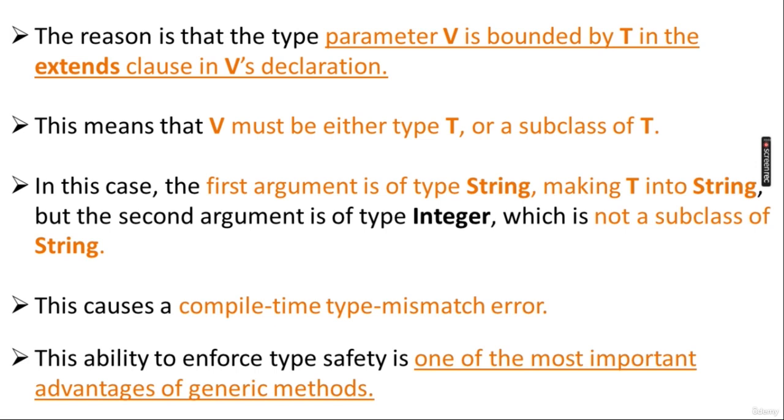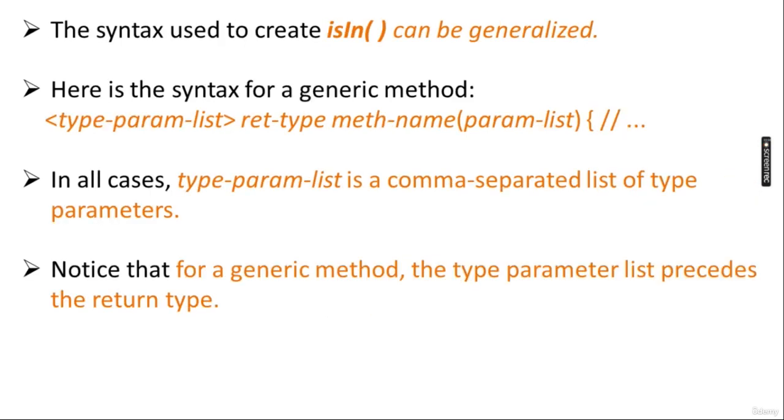The first argument is of type String, making T into String, but the second argument is of type Integer, which is not a subclass of String. Okay, this causes a compile time error, and this ability to enforce type safety is one of the most important features or advantages of the generic method. And in this example, the generic method was there without the use of a generic class. So in a non-generic class, you can have a generic method.